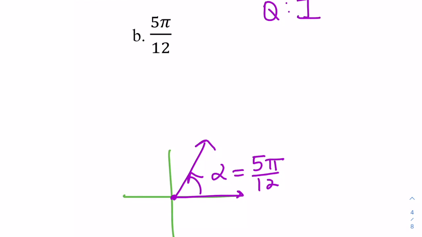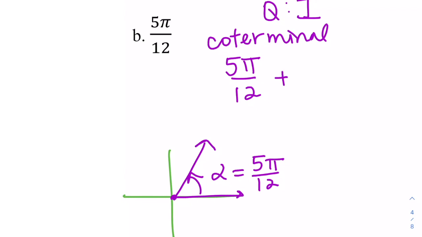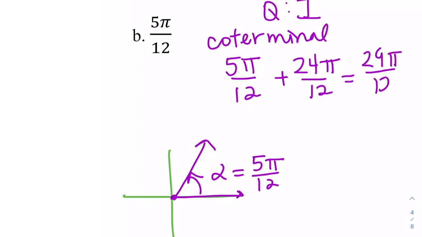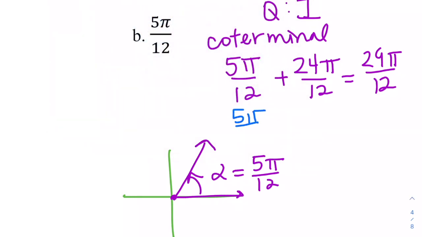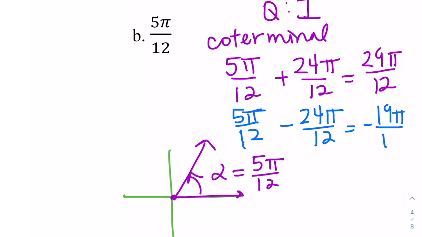So what I'm going to do first is actually find the coterminal angles. To find the coterminal angles, we can add 2 pi and subtract 2 pi. And remember, 2 pi, if I make that with common denominators, would be 24 pi over 12. So 29 pi over 12 would be a positive. And then if I subtract 24 pi over 12, we'll have negative 19 pi over 12. Okay, so we have a positive and negative right here for coterminal angles.